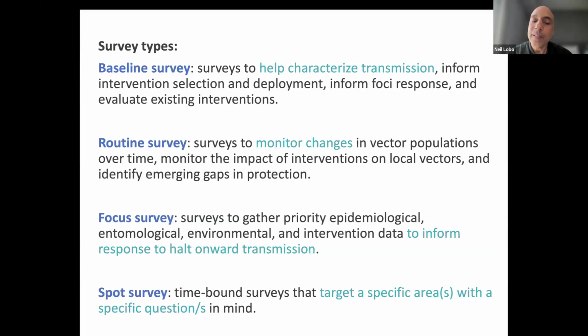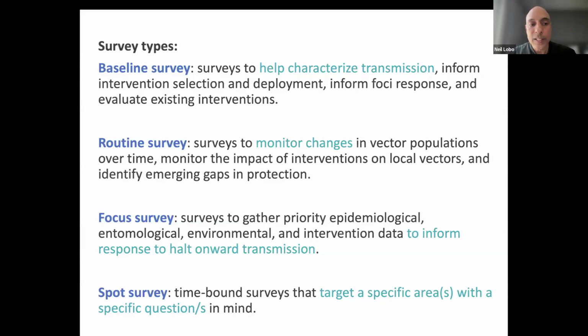And the reason we add this in, evaluating existing interventions, is because sometimes we don't have baseline data for those sites and we have already implemented an intervention. So when we go to that site and we do a survey, since we don't have any data for that site, we don't have entomological behavioral data, for example, that first survey will be a baseline survey. And that survey will sort of form the foundation of understanding of what's happening at that site, whether the intervention's there or not. The next kind of survey is a routine survey.